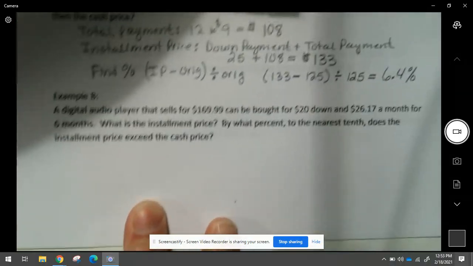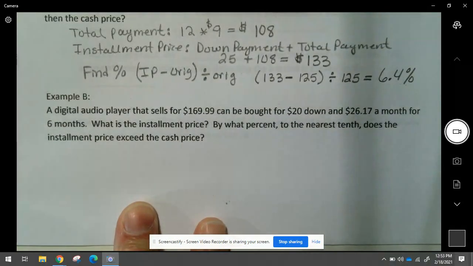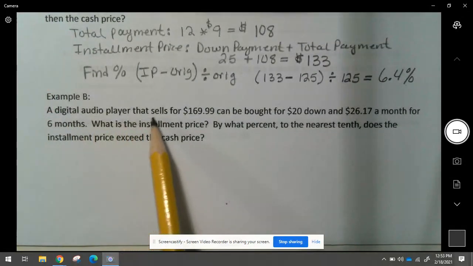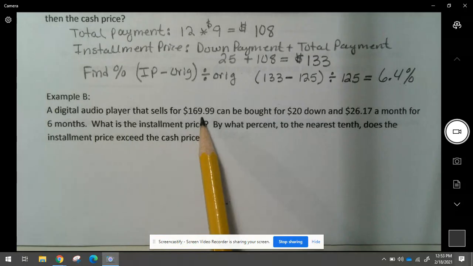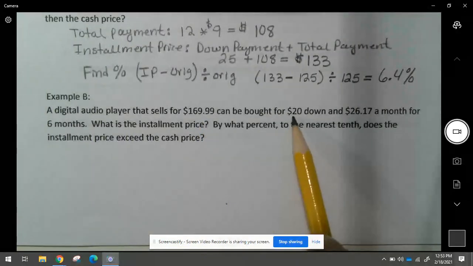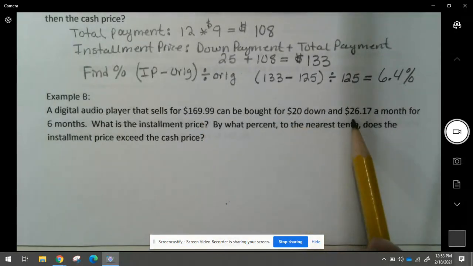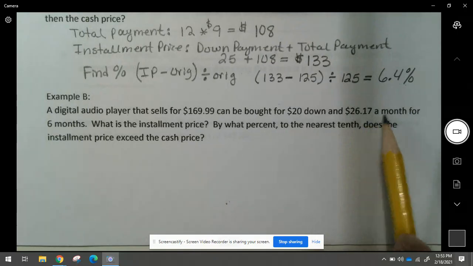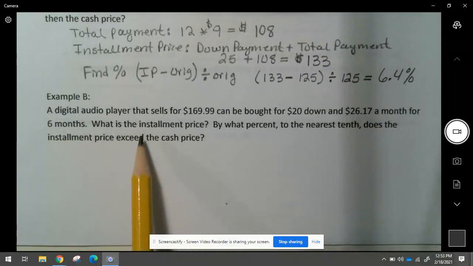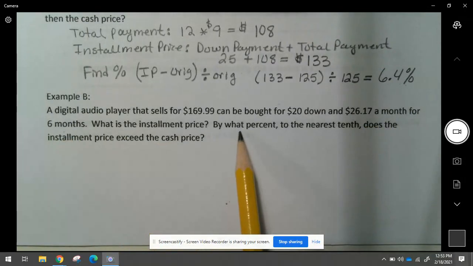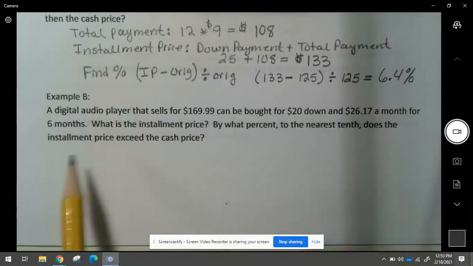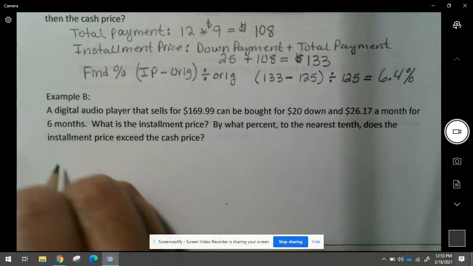I'm going to leave this one on the screen so we can see what we did up here. Example B. A digital audio player that sells for $169.99 can be bought for $20 down and $26.17 a month for 6 months. What is the installment price? By what percent to the nearest tenth does the installment price exceed the cash price?